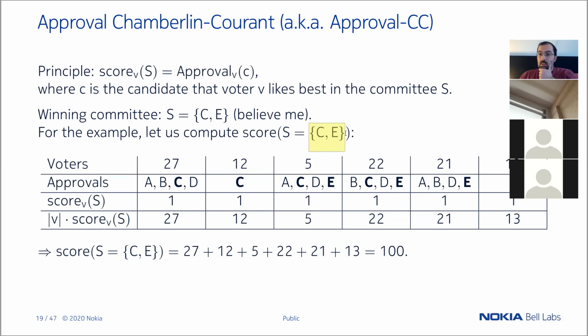So here, the winning committee would be C and E. Once again, we can compute the score of this committee to understand how the scoring works. These guys have candidate C in the committee, so they are happy. Their level of happiness is 1. These guys have C and E, so there is also somebody they like in the committee. Their level of happiness is also 1, even if they approve, in fact, of 2 candidates in the committee, and so on. So in that case, we are lucky because we have a committee that satisfies everybody. We have a level of happiness of 100 in the end.